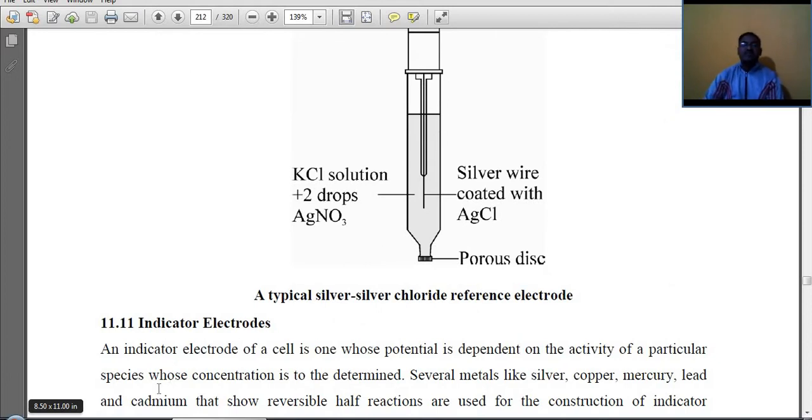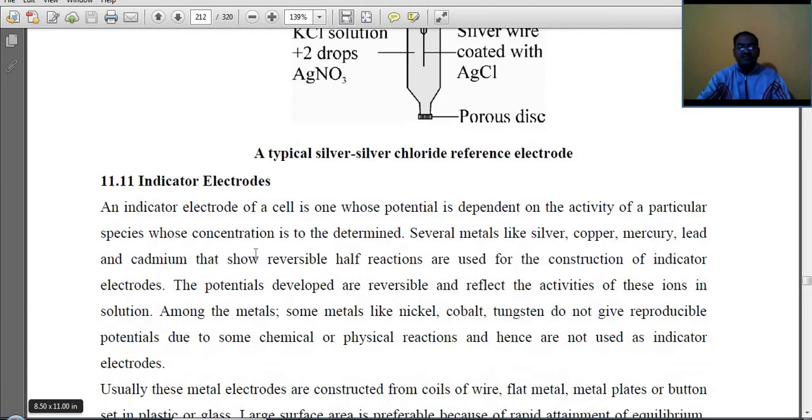This is a typical silver chloride reference electrode, made with KCl solution with 2 drops of silver nitrate solution, and a silver wire coated with AgCl, with a porous disc.